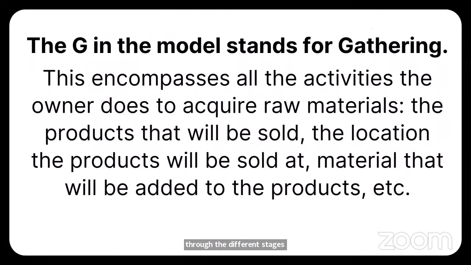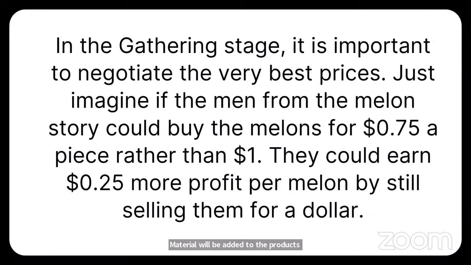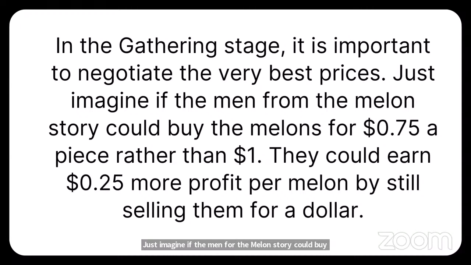The G in the model stands for gathering. This encompasses all the activities the owner does to acquire raw materials, the products that will be sold, the location the products will be sold at, material will be added to the products, etc. In the gathering stage, it's important to negotiate the very best prices. Just imagine if the men from the melon story could buy the melons for 75 cents a piece rather than $1. They could earn 25% more profit per melon by still selling them for $1.